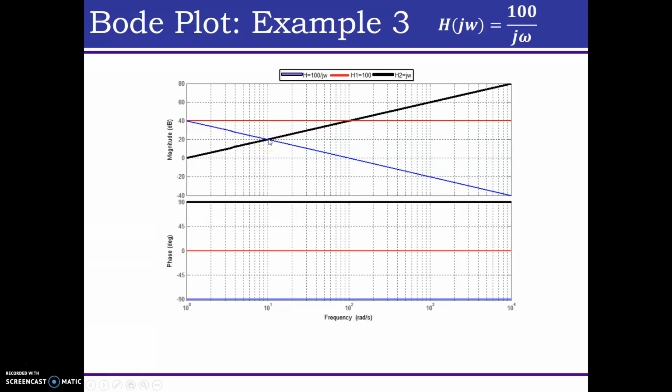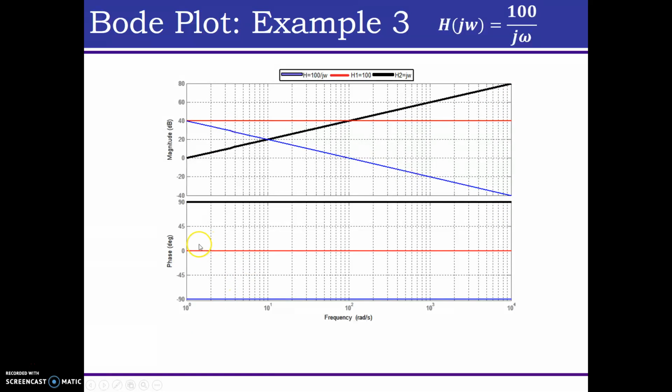gives us 40. A decade later, at this point right here, where my cursor is, the red line is still at 40, the black line is at 20, so 40 minus 20 gives me 20. At that point right there, the red line is at 40, the black line is at 40, so 40 minus 40 gives me 0. So the resulting blue line that you see is at 0 dB. So I'm tracing my line down at a rate of negative 20 dB per decade slope, based on the red line minus the black line that leads me to the blue line.